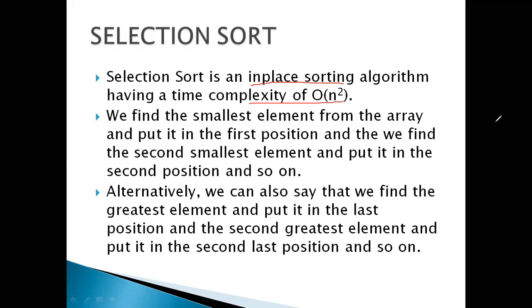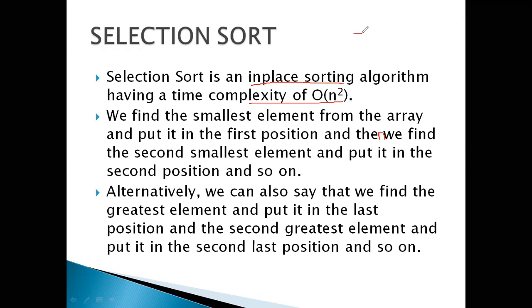So what do we do in selection sort? We find the smallest element from the array and put it in the first position. And then we find the second smallest element and put it in the second position and so on. So we progressively find the smallest elements and put them in the first, second, third positions and so on.